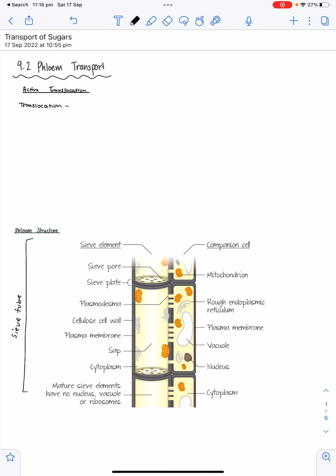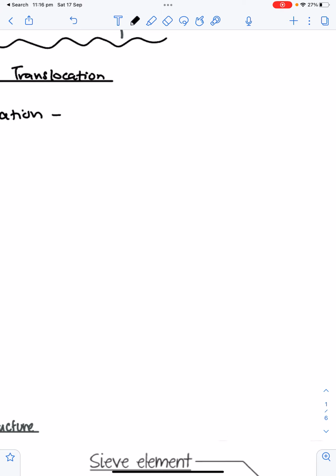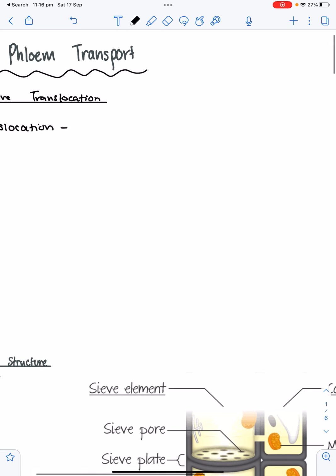Hi everyone. In this video, I'm going to be explaining the transport of sugars, which is in topic 9.2 of the IB biology syllabus. So firstly, what is active translocation? Translocation can be defined as the movement of organic compounds such as sugars and amino acids from sources to sinks.